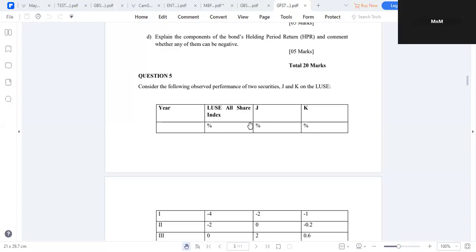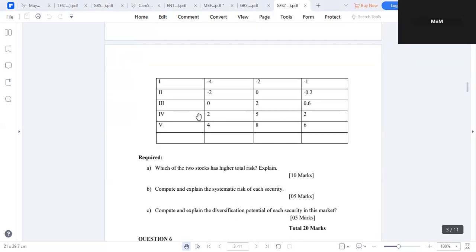Question number 5, consider the following observed performance for two securities, J and K at Osaka Stock Exchange. Which of the two stocks has higher risk? Explain, compute, and explain systematic risk for each of the securities. Explain the diversification potential for each security. Okay, so how do we answer such a question?